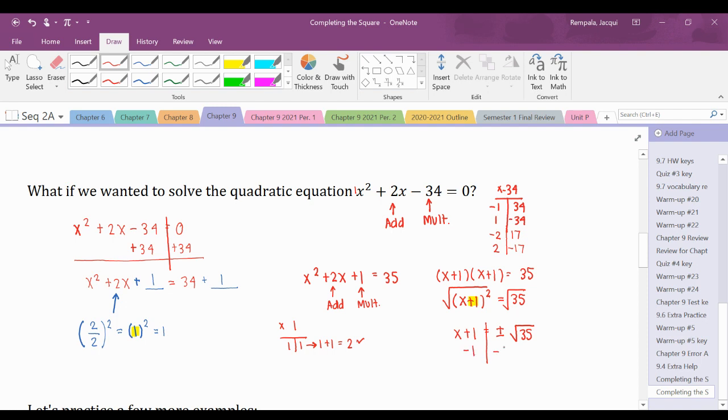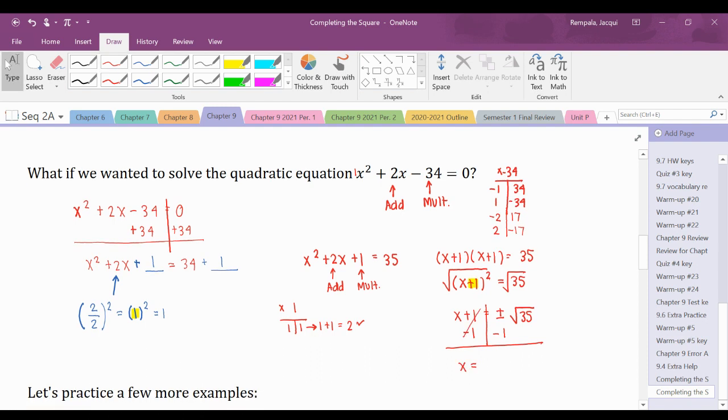So I am going to subtract 1 from both sides. That gets rid of that 1, giving me the x by itself. When I write my final answer, I'm going to put that -1 first because then I want the plus or minus sign, and we'll keep the square root of 35, and this would be my answer.